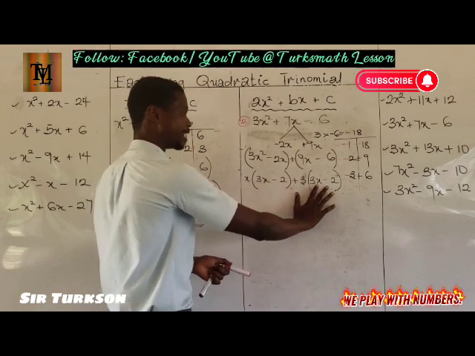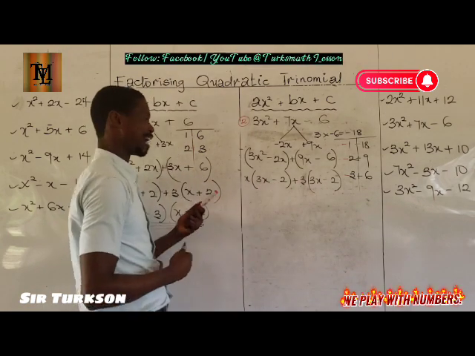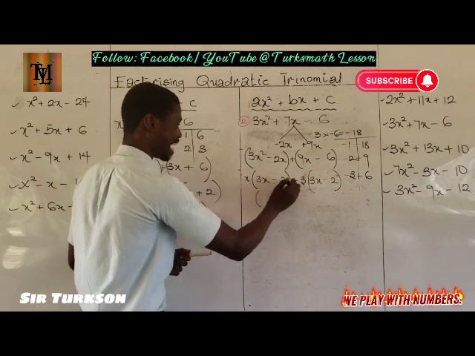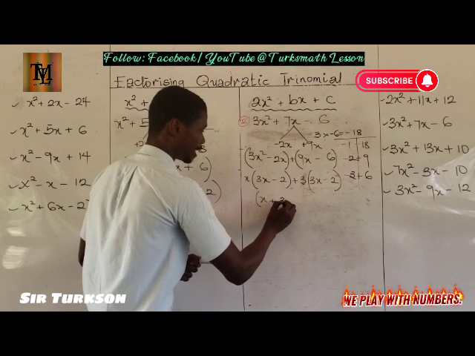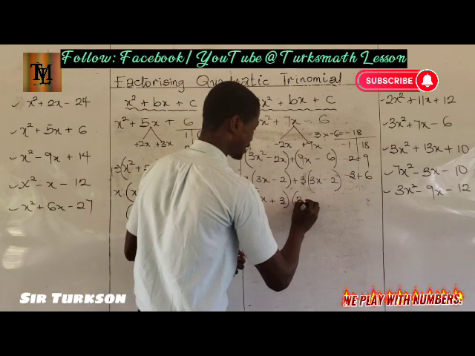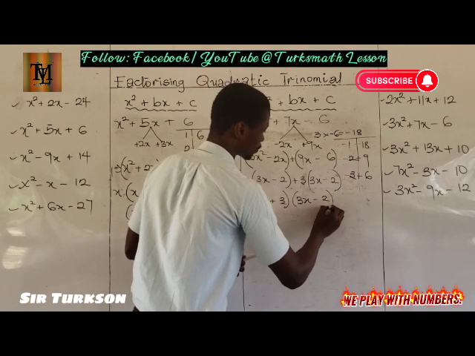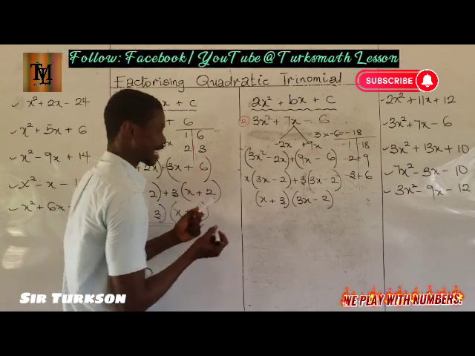Check this. Are they the same? Yes. Very good. When they are the same, you can proceed now. You bring the ones that are outside the bracket into one bracket. That's the factors. x plus what? 3. There you have 3x minus what? 2. Are you following? Yes. Now let's look at the second method.